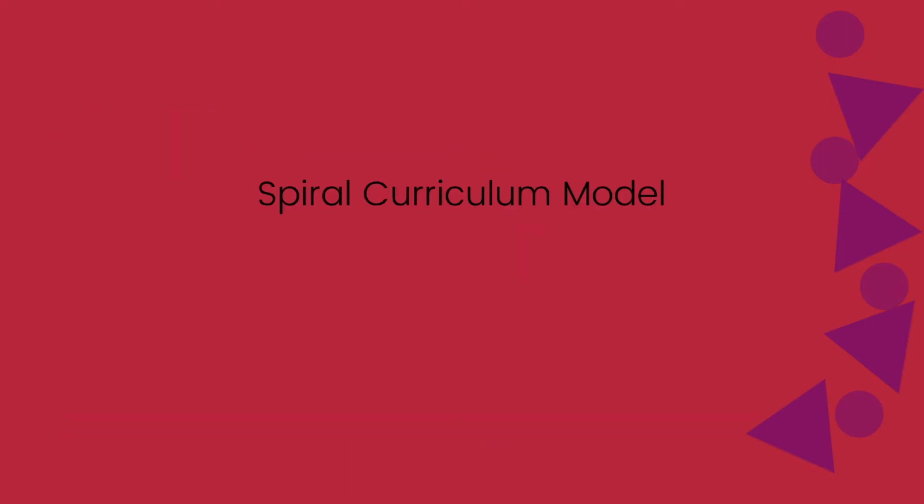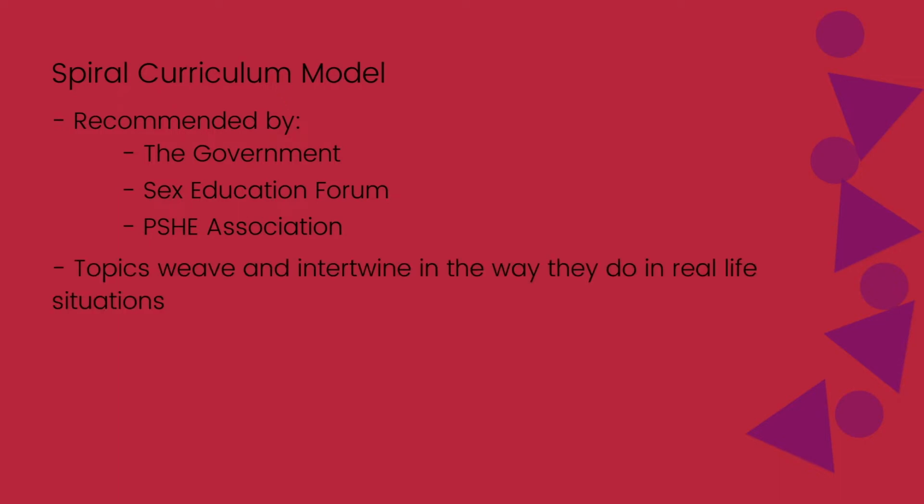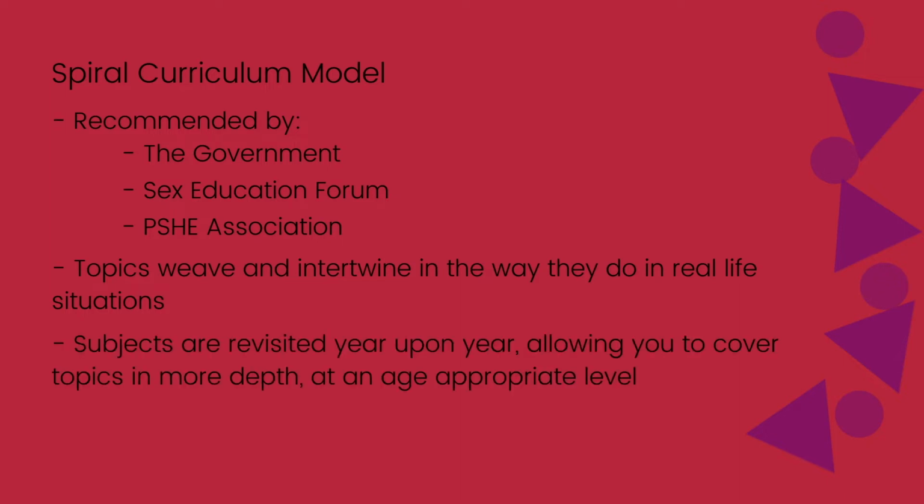Spiral curriculum model. The iAchieve framework uses a spiral approach to the content, which is recommended by the government and organisations such as the Sex Education Forum and PSHE Association. This means that subject areas are not taught as standalone topics but weave and intertwine in the way they do in real-life situations. This approach allows for subjects to be revisited year upon year, allowing you to cover topics in more depth at an age-appropriate level. This is all set out in iAchieve's easy-to-use framework.